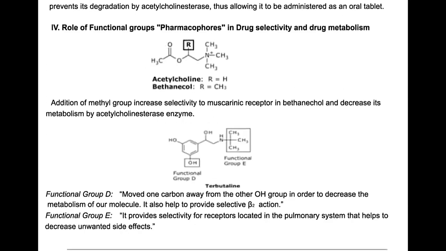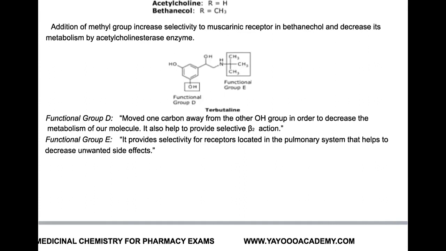Another importance of functional groups is in selectivity and drug metabolism. We just explained the selectivity for muscarinic versus nicotinic: acetylcholine can act on both, but bethanechol, with the additional methyl group, is more selective for muscarinic. Also, in the case of terbutaline, as you can see, guys, we have group D and group E. Group D is the hydroxyl group, and group E is the tertiary butyl group. We find that group D is moved one carbon away from the other hydroxyl in order to decrease the metabolism of our molecule. It also helps provide selective beta-2 action.